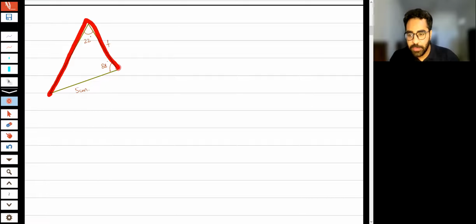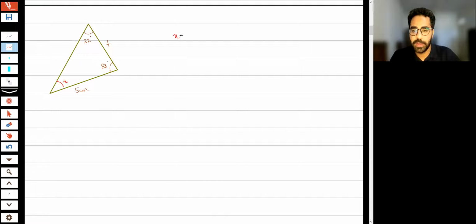I know that the sum of all angles in a triangle equals 180 degrees. So if I keep that as x, I can find the value of x by taking x plus 22 plus 88 equals 180 degrees. I can subtract both of these values on the other side. I'm going to get 180 minus 110, which is equal to 70 degrees. So you see the value of this angle is 70.